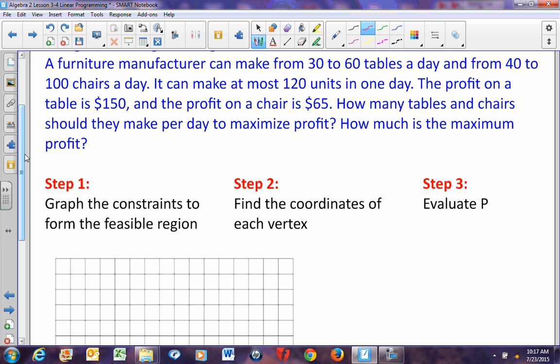So the first thing you're going to do, if given a problem of this nature, is you're going to graph the constraints to form your feasible region. Then you're going to find the coordinates of each vertex, and then you're going to evaluate P for this particular function. So the first thing we have to do, before we can even graph the constraints, is define some variables. We know we're looking at tables and chairs, so I'm just going to let x equal the number of tables, and I'm going to let y equal the number of chairs.